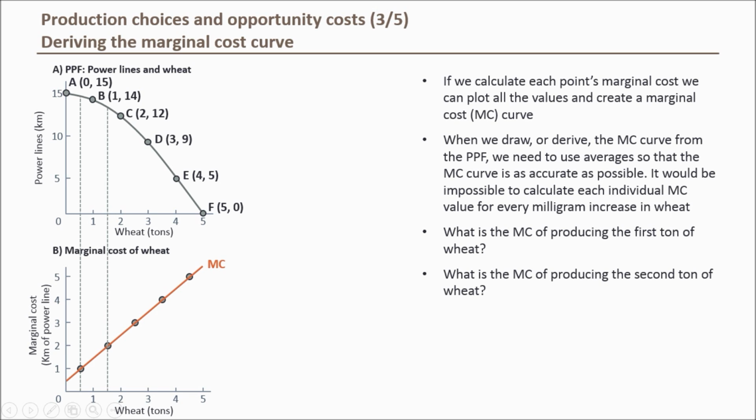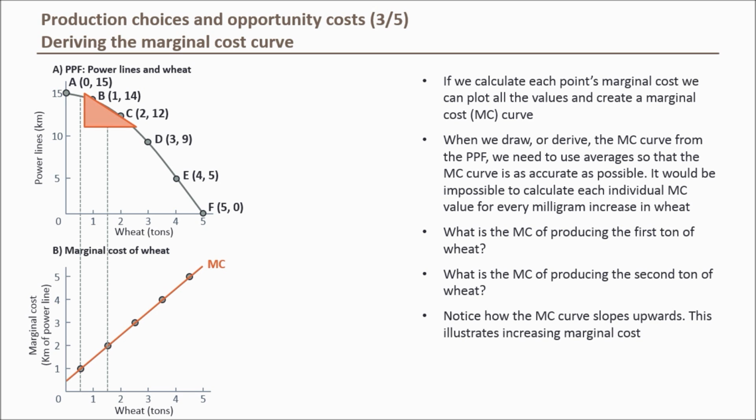We also know that the slope of the PPF equals the marginal cost at that point. If we look at the PPF, we can see how the slope of the PPF becomes steeper as the production of wheat increases. And a steeper gradient implies that more power lines will have to be foregone in order to produce an extra ton of wheat. In other words, the marginal cost is increasing. From a theoretical point of view, we should also expect the marginal cost to increase, because as we increase the production of wheat, we're moving more and more efficient or productive resources away from producing power lines to producing more wheat.